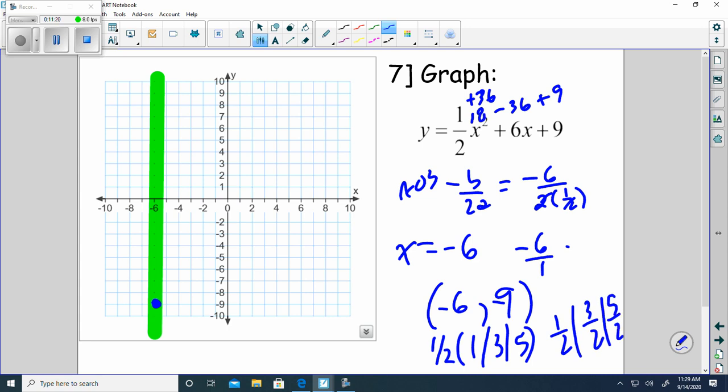So this is going to be a little bit fatter. So from here I'm going to go right one up half, left one up half, right one up 1.5, left one up 1.5, and then right one up 2.5. So it's 0.5, 1.5, 2.5, and there. So there's our parabola.